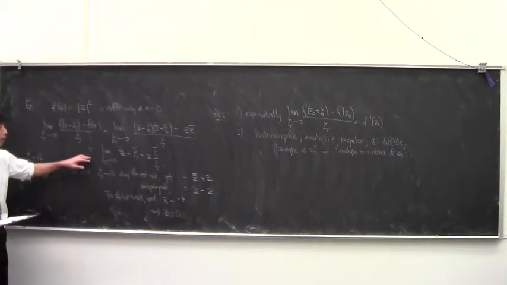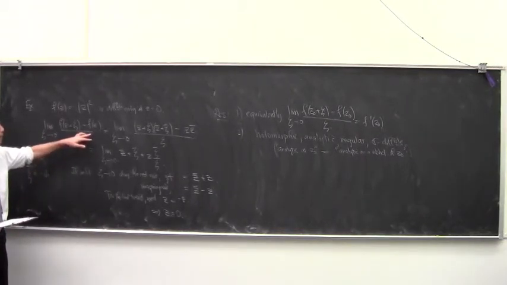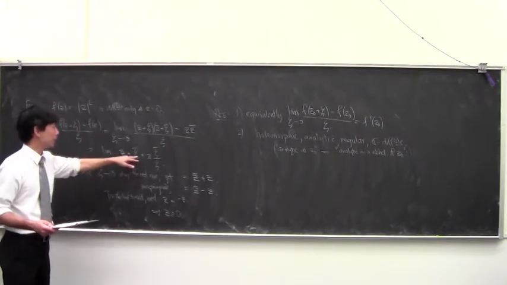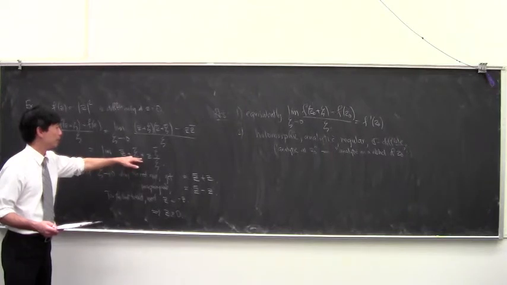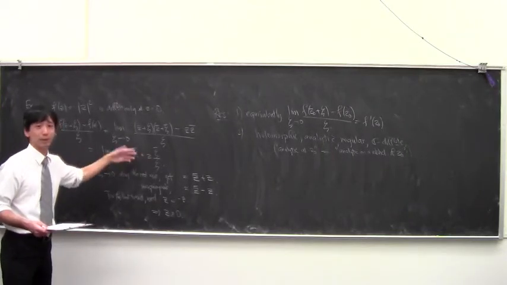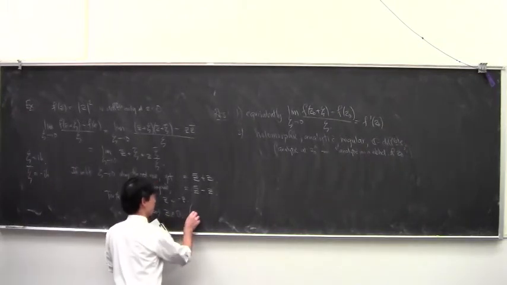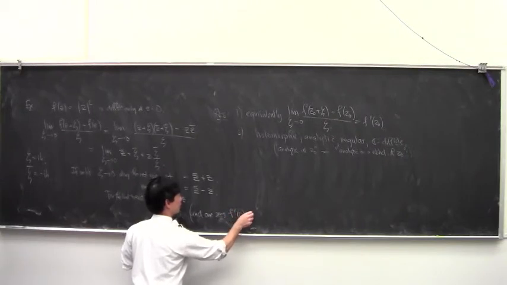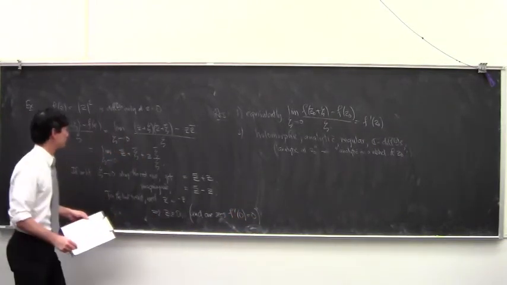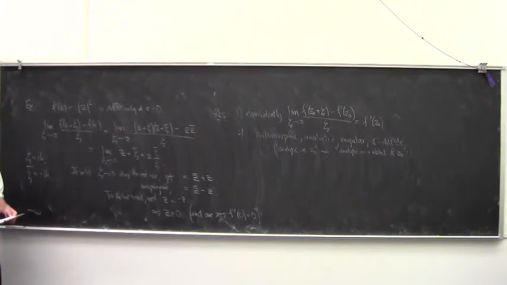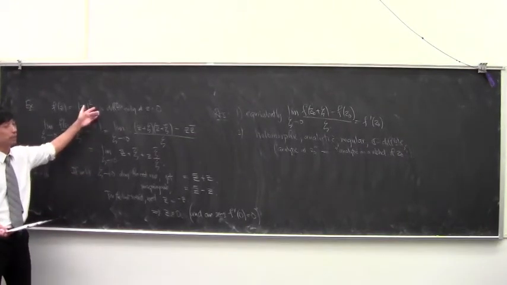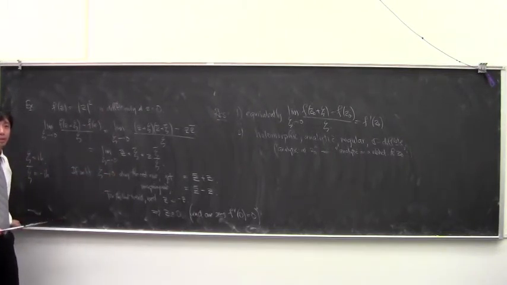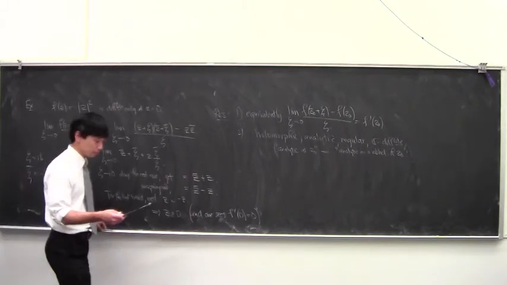So the only place where it can be differentiable is 0, and if z is 0, then you get 0. One sees that f prime at 0 is actually 0. So this thing is not differentiable anywhere except at the origin, and at that point the derivative is 0.